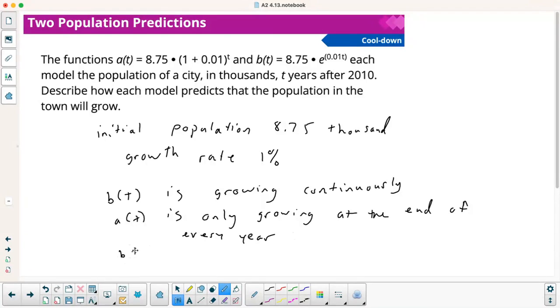And B of t will always be a little bit greater than A of t because it's continuously growing.